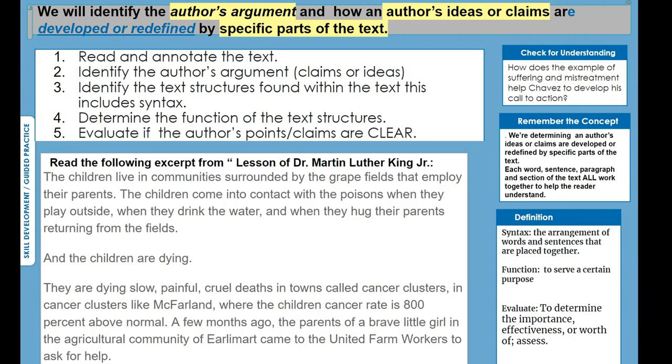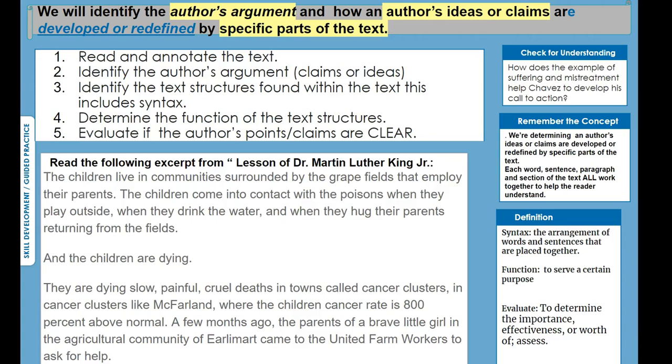So when we go into our text, we're going to follow these 5 steps. The first thing you're going to do is read and annotate your text using diddles. As we're reading and annotating using diddles and your bookmark, you're going to be able to identify the author's argument. What do I mean when I say argument? I mean his claim. And a claim is an opinion that he has to prove with evidence.